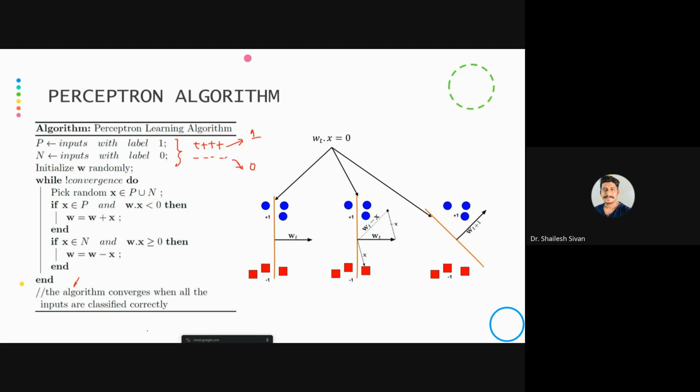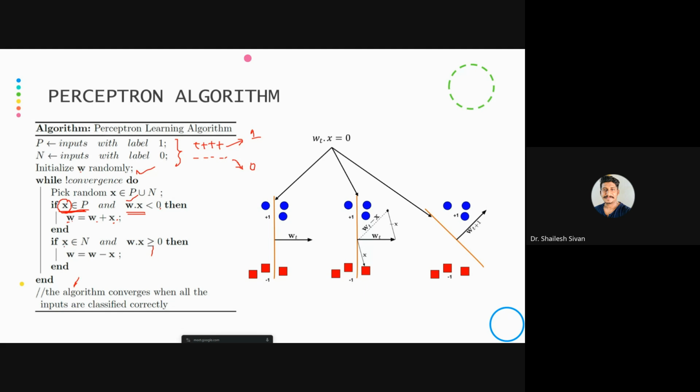Now we have to choose a set of random values for w. Those random values need not be an appropriate set of w's, right? So until we get the appropriate values of w, if you choose a positive observation and on multiplying it with w you get a negative value, that is an error, right? You are expected to have this w dot x as a positive value, but you are getting a negative value, due to the incorrect values of w. In that case, you have to update w as w plus x.